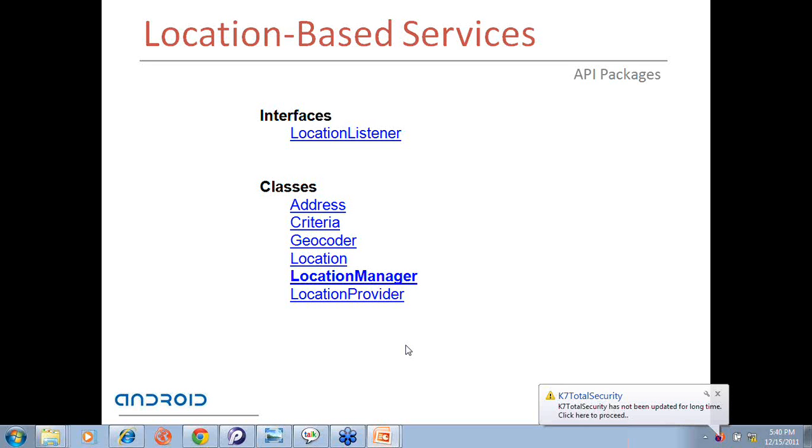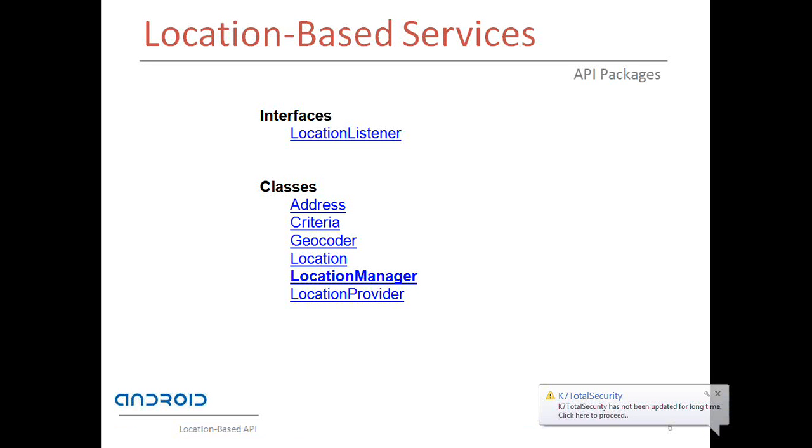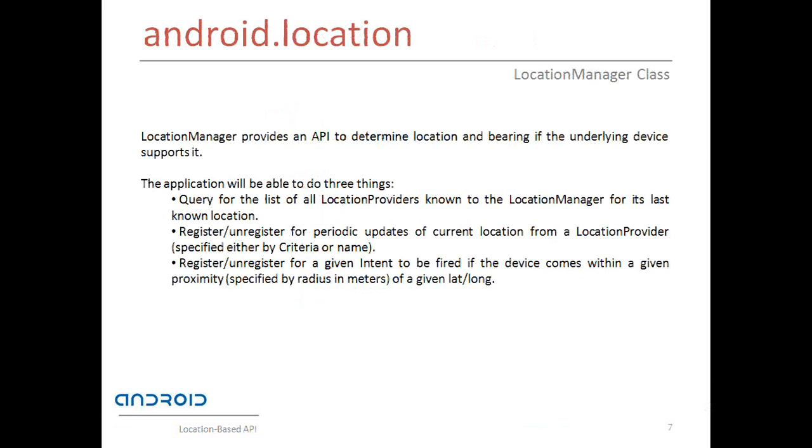This is the location manager class, as we have discussed earlier. This location manager class provides an API to determine location and bearing if the underlying device supports it. The application will be able to do three things. Point number one, query for the list of all location providers known to the location manager for its last known location.